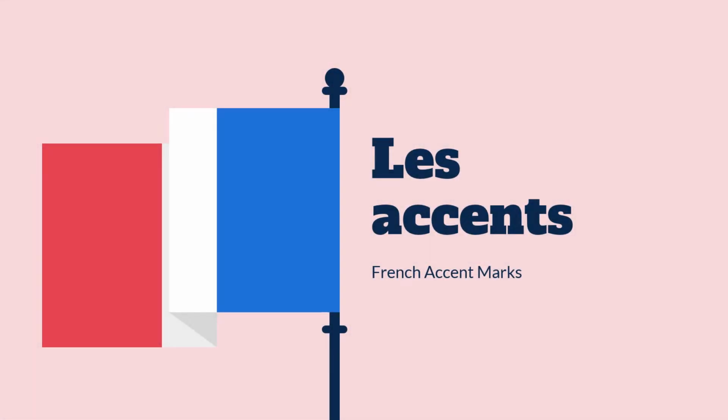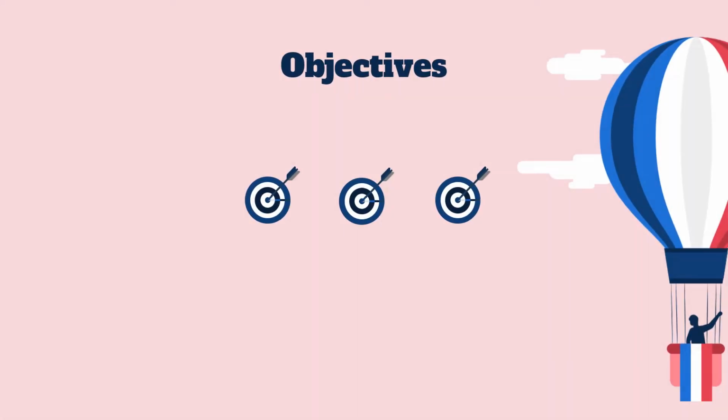Les accents, the French accent marks. The objectives of this video are to name the 5 French accent marks, explain how each accent mark affects pronunciation, and apply knowledge of these accent marks to pronounce vocabulary words correctly.